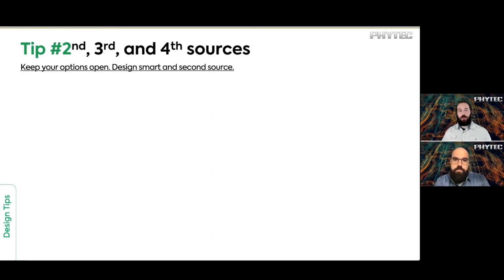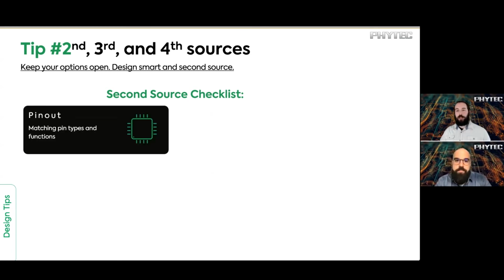Tip number 2, which we put here in the second spot, because when you design a part, you should always try and find second sources at least. Ideally, we try and find second sources, third sources, and fourth sources for every part that we can when we make a design. You want to keep your options open. You want to design smart so that you can second source your parts, because in the current market, it's not a matter of if your parts will eventually become hard to find. It's a matter of when. Exactly. So we have a couple of options, or like a small checklist here, which Christian will run you through.